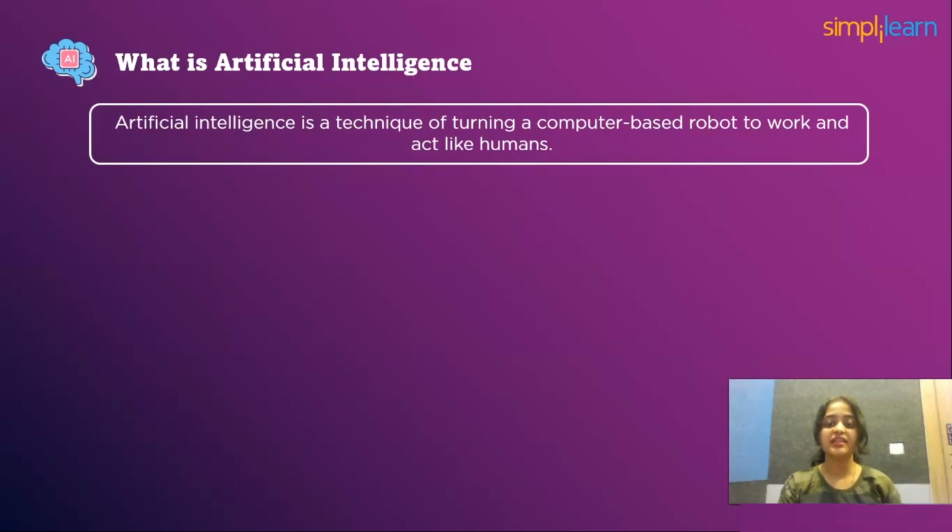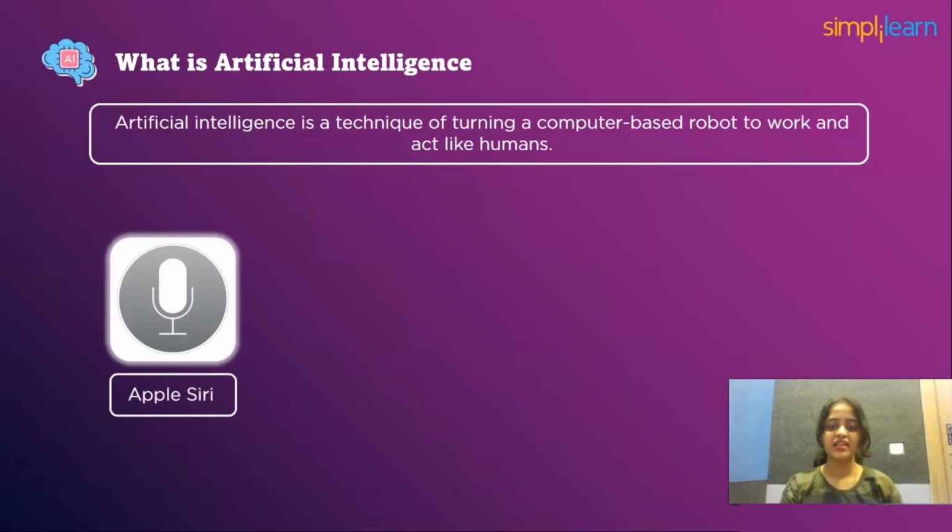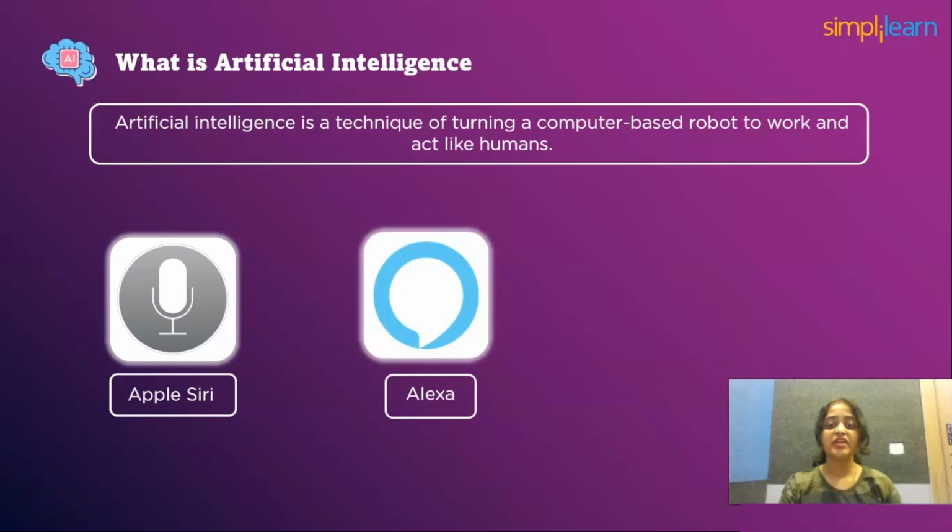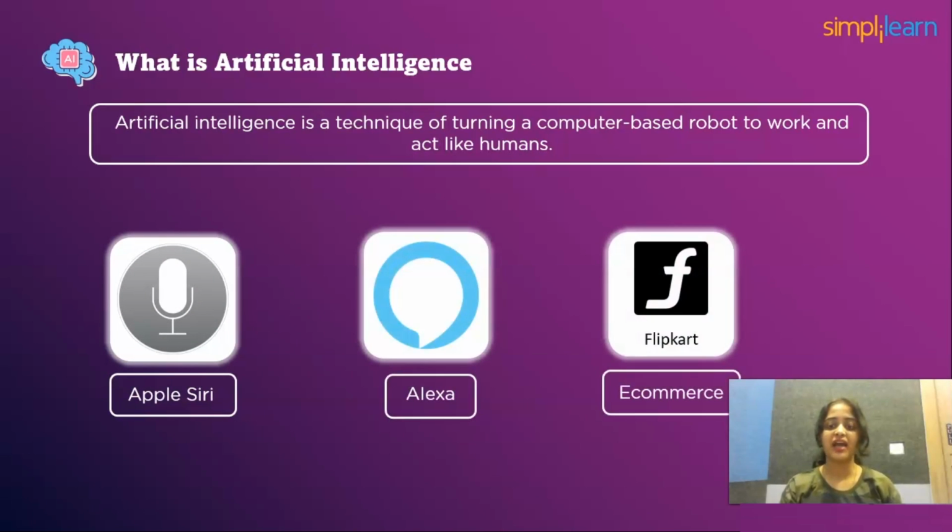Artificial intelligence is a technique of turning a computer-based robot to work and act like humans. Siri, Alexa, recommendations from companies like Flipkart and Amazon, and self-driving cars like Tesla. All this work is based on AI.